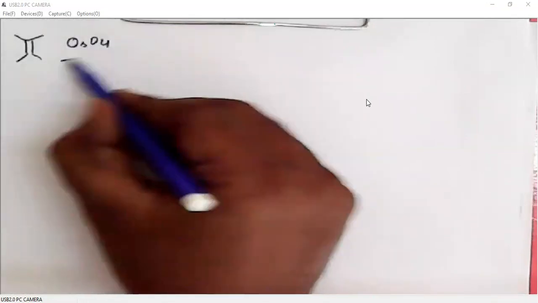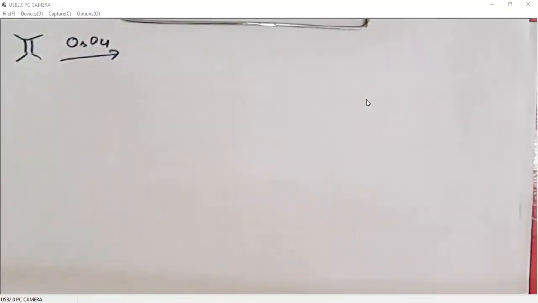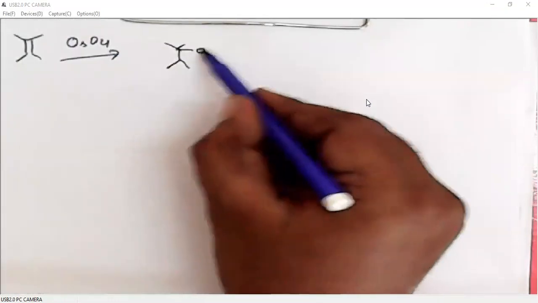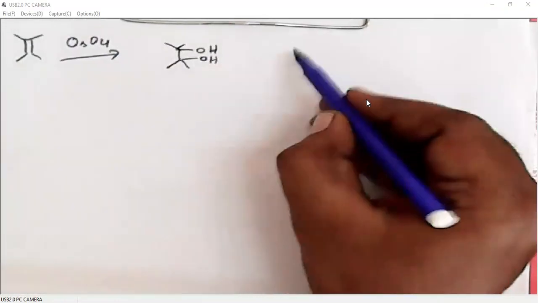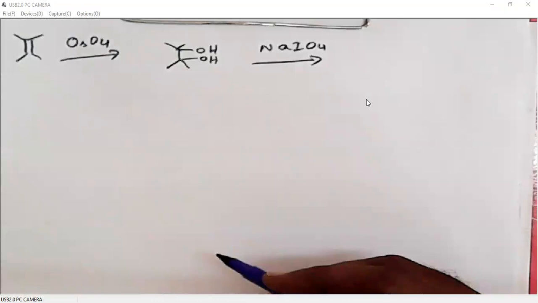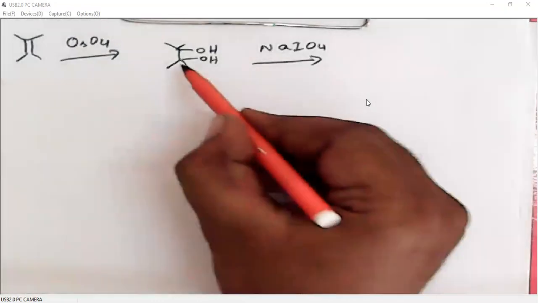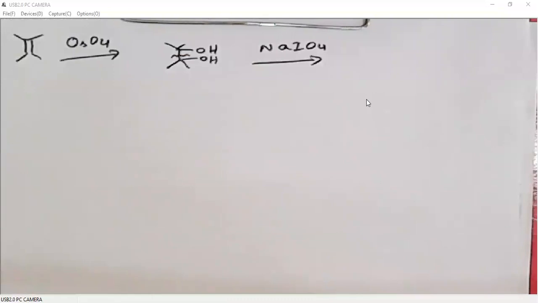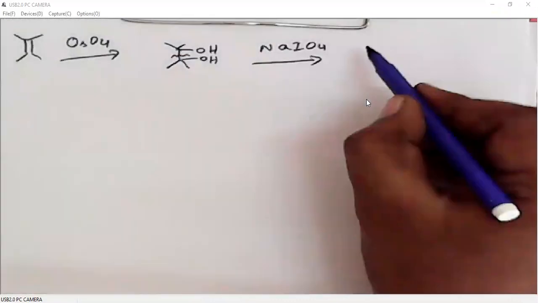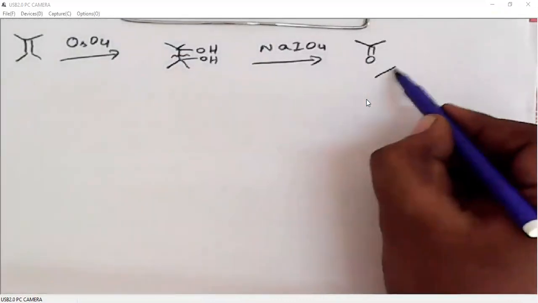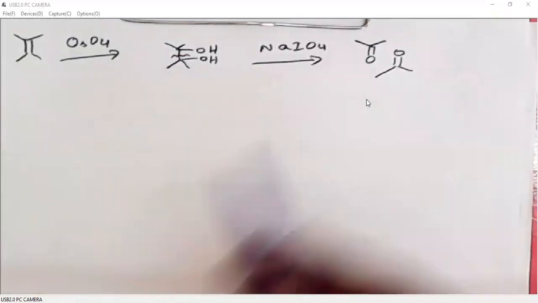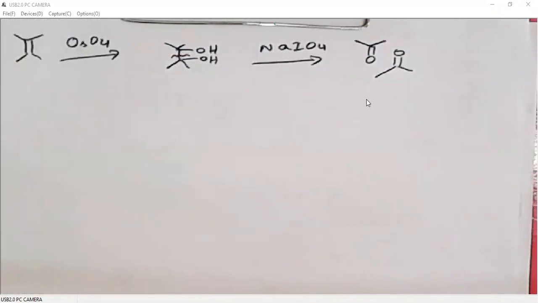When we oxidize this alkene with osmium tetroxide, what will we get? Osmium tetroxide gives syn diol formation, right? So we will get a diol here. And when we oxidize it with sodium periodate, what will we get? The carbon-carbon bond between the two diols will break down. So we will add one OH here, one OH here. So it generates a carbonyl, that means ketone and ketone, because these two groups are alkyl groups.